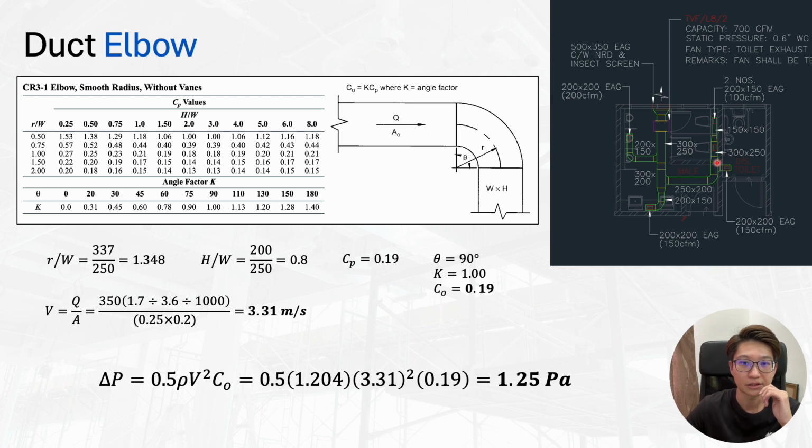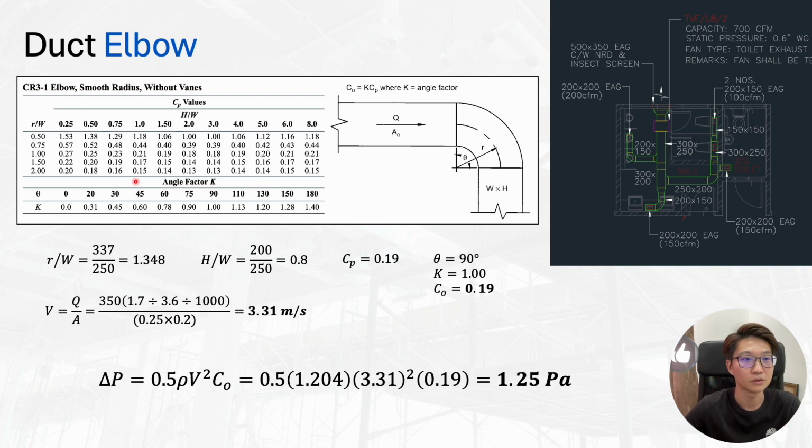After the duct transition, another transition is done the same way, and now we have an elbow. So how do we do an elbow? For elbow, we refer to CR 3-1. C is common: supply, return, exhaust, or you can use this one. The first thing we want to know is the radius of the elbow. You measure from here to here, that is the radius.